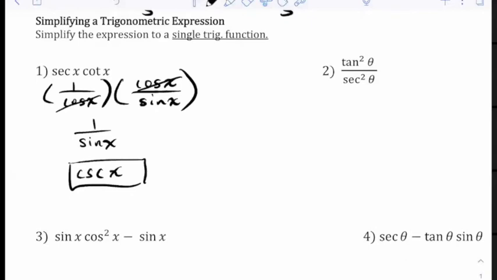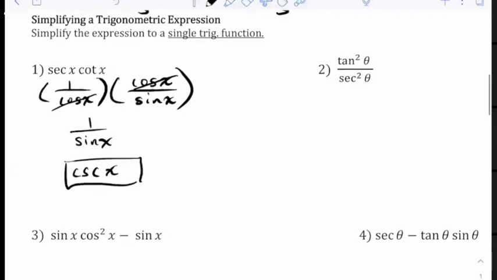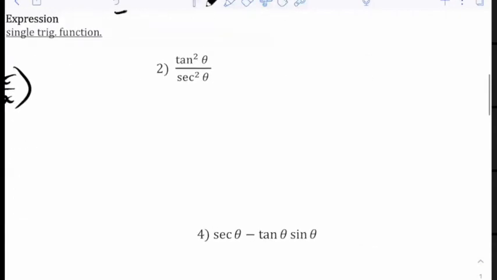Which, by the way, I should point out, for a lot of these, there isn't going to be just one way of doing it. There's more than one way to simplify or reduce. You can use a number of different identities. So go with whatever is logical for you based on your understanding of these identities. Try something like tangent squared theta over secant squared theta.